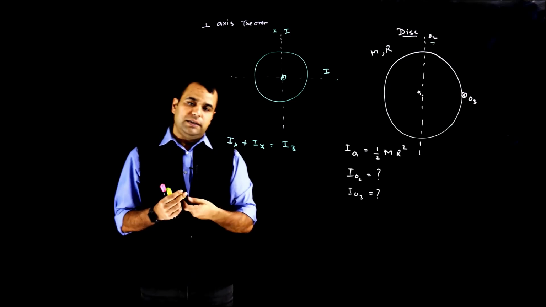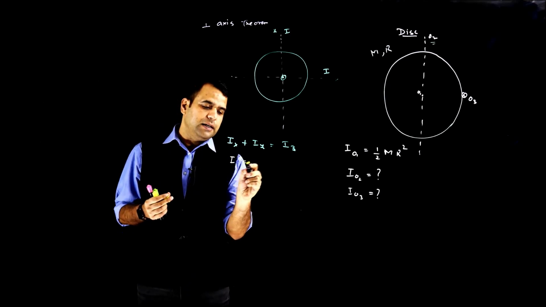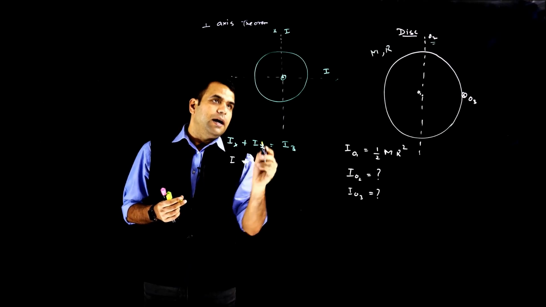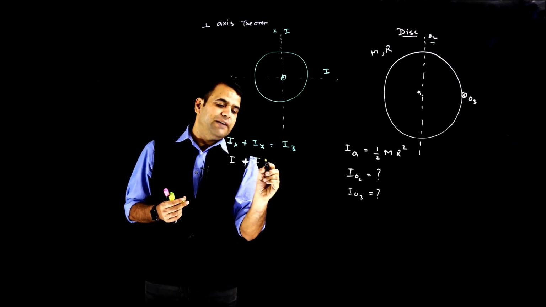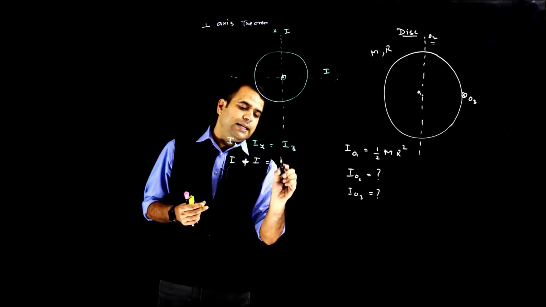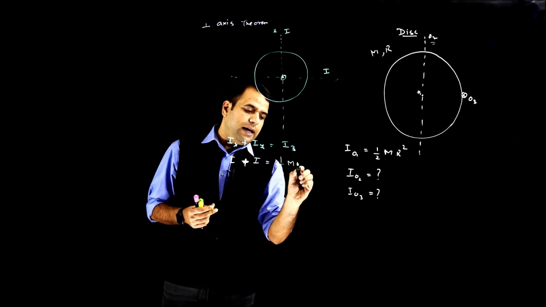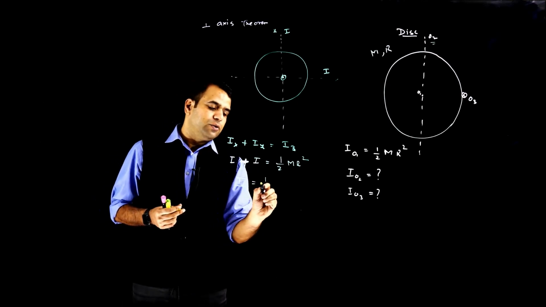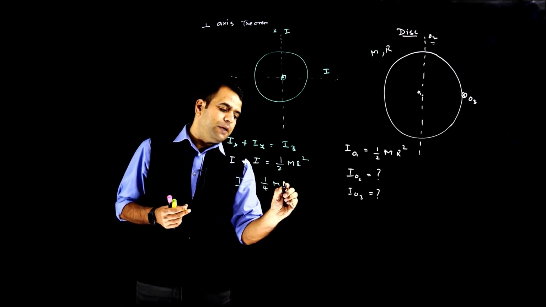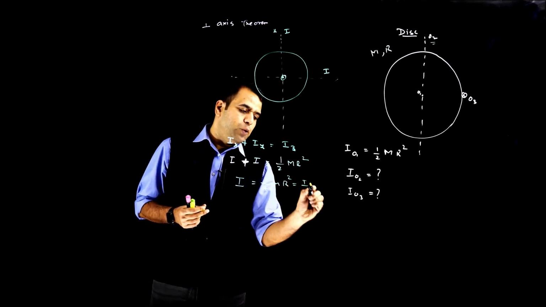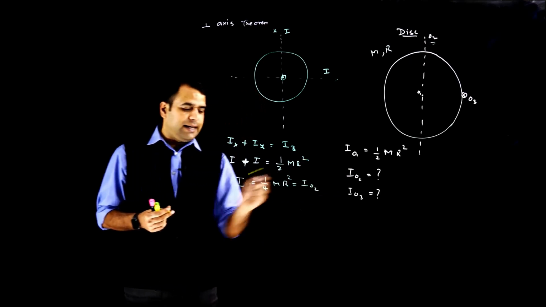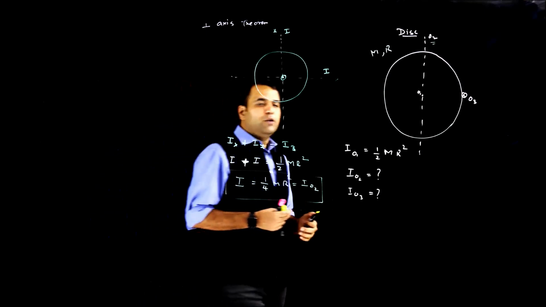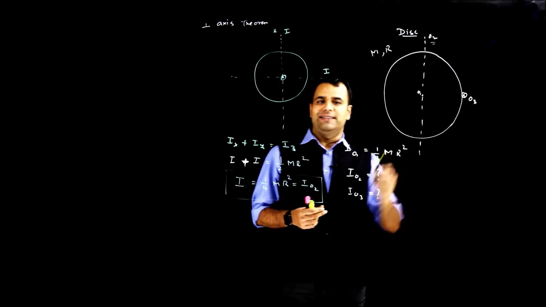So Ix is I, Iy is also I, which we have to calculate, and Iz is given, that is equal to half m r square. So that makes the moment of inertia I equal to 1 by 4 m r square, and that is nothing but the moment of inertia of the body about the second axis. So you see, by using the perpendicular axis theorem, we have calculated the moment of inertia about this axis.